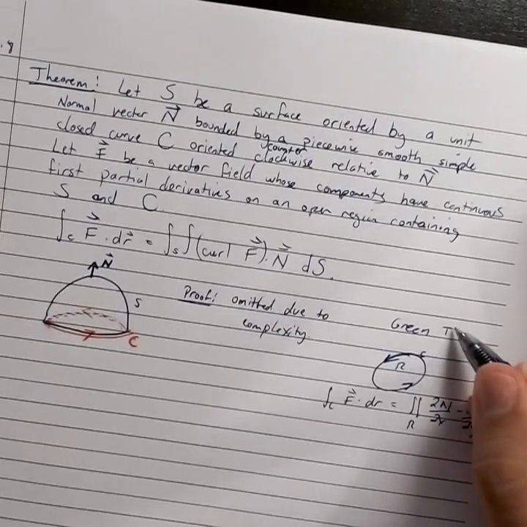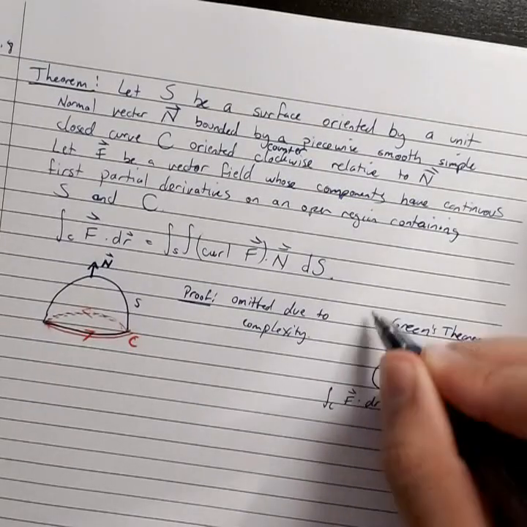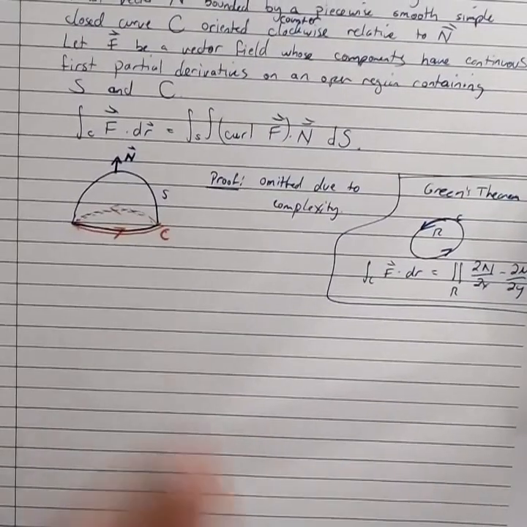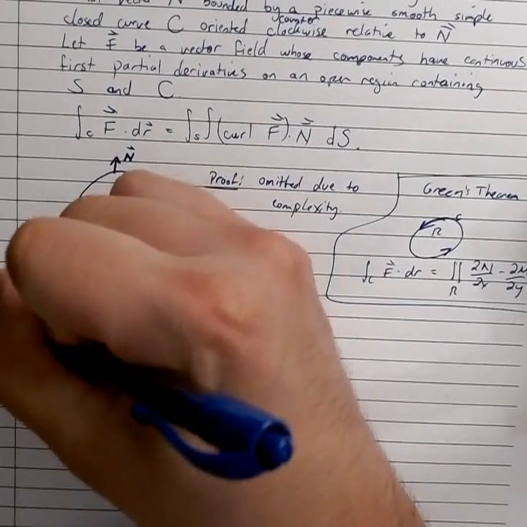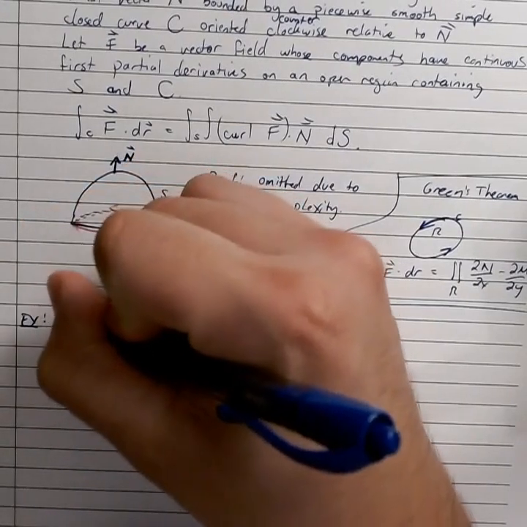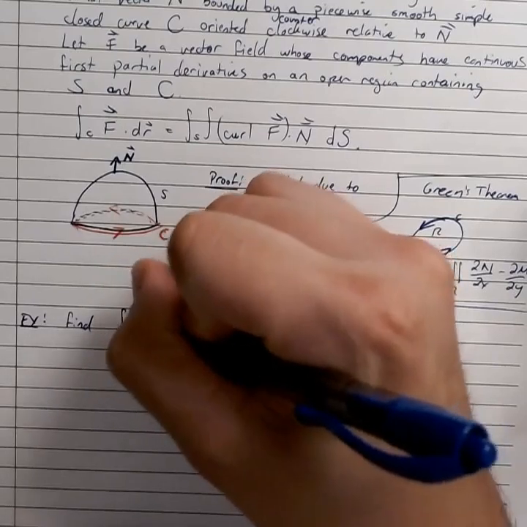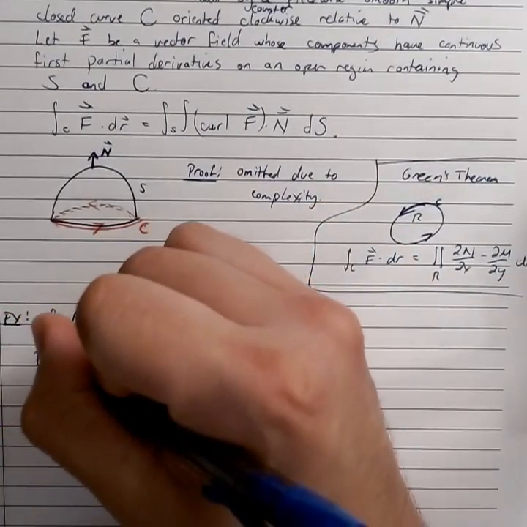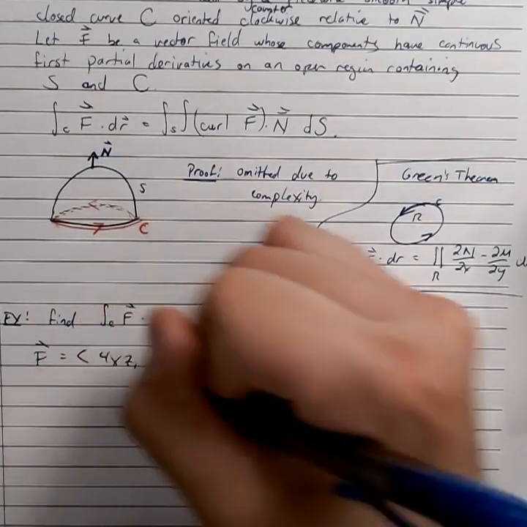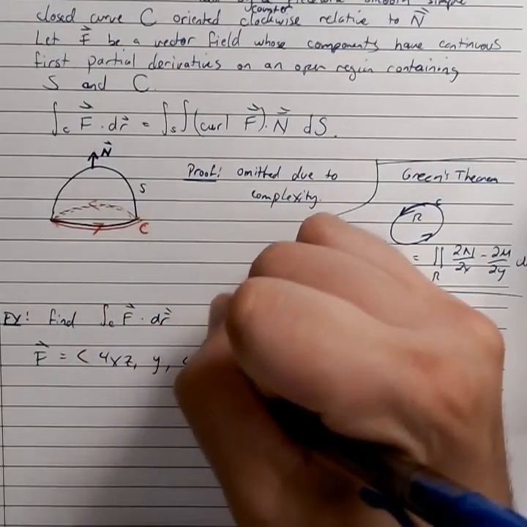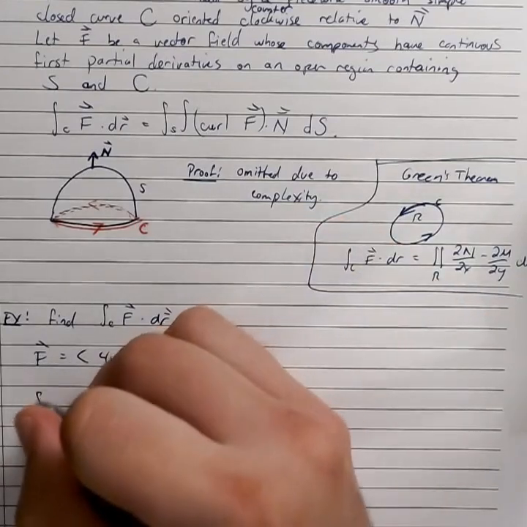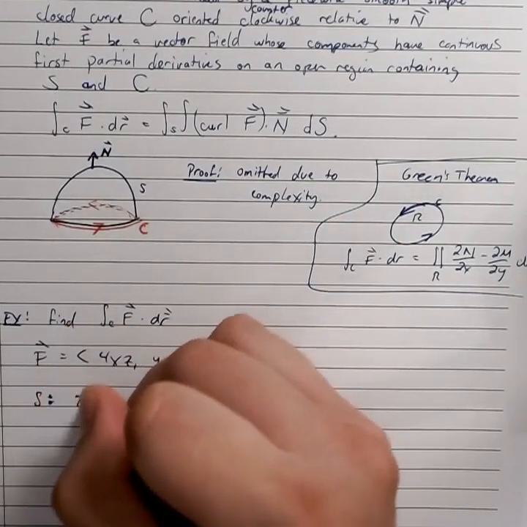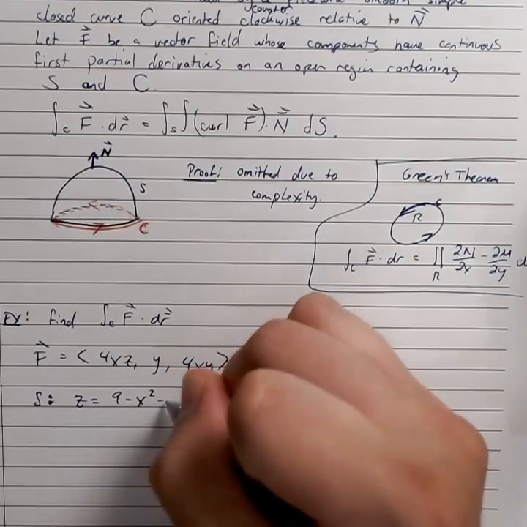So at any rate, let's go ahead and take a look at some examples of using Green's theorem. Sorry, of using Stokes' theorem. So for example, let's find the line integral over C of f dot dr, where f is the vector field given by 4xz, y, 4xy, and where the surface S is given by z equals 9 minus x squared minus y squared.